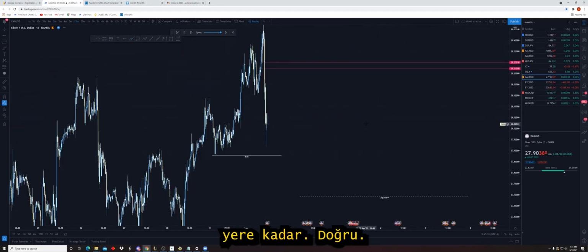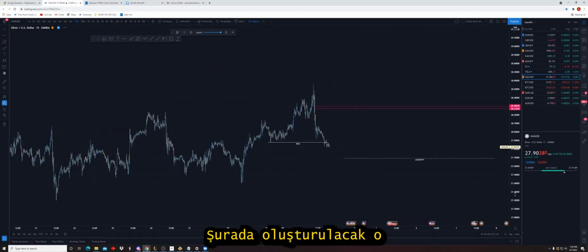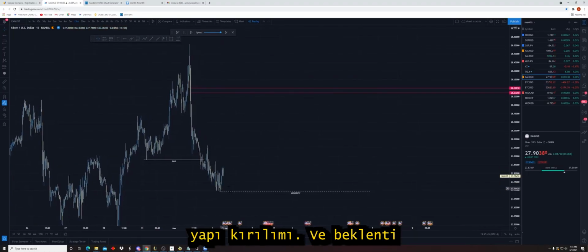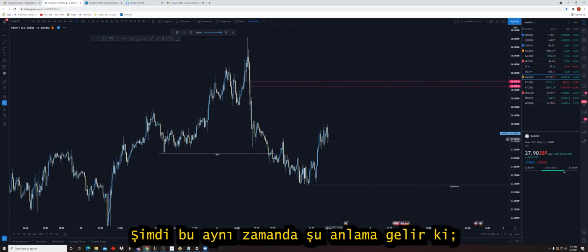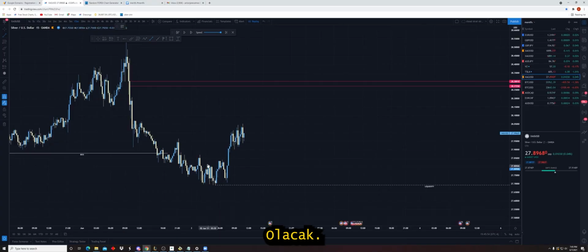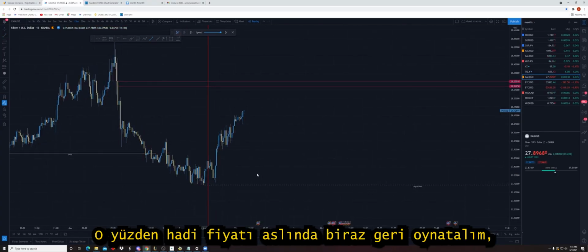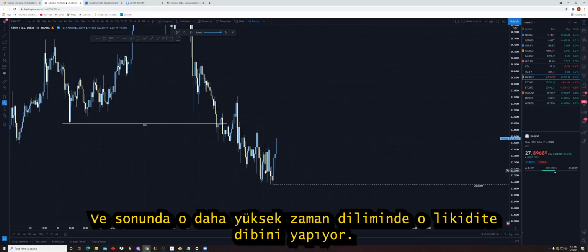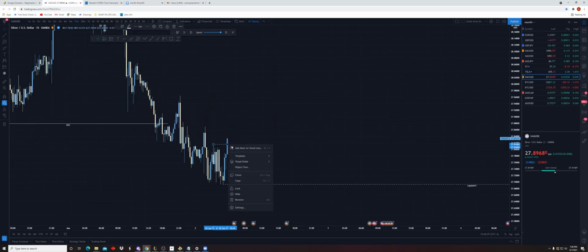Right, so let's go out to a higher time frame, wait for that liquidity low to be created right here, right? So let's wait for that to be created. So again, this is a higher time frame break of structure, and the anticipation is that price will come back up, test it, and then keep breaking down, right? Now that also means that because this is a lower time frame, on the way up, there's going to be the same thing. So let's actually play price back a little bit, right? As price is coming down and finally makes that liquidity low on that higher time frame, it's going to start to deliver structure to you to the top side.